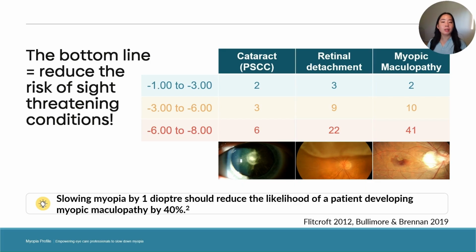Saving 1 diopter might not seem like much, but we have to remember that no amount of myopia is a safe amount, and slowing progression by as much as we can is the key here.